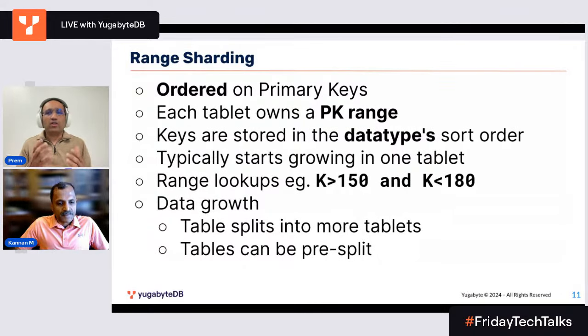For example, 1, 2, 3, 4 may be in the same tablet as they are stored in the corresponding data type's order. Typically, data could start growing in one tablet before growing into another. This is great for range lookups and point lookups.